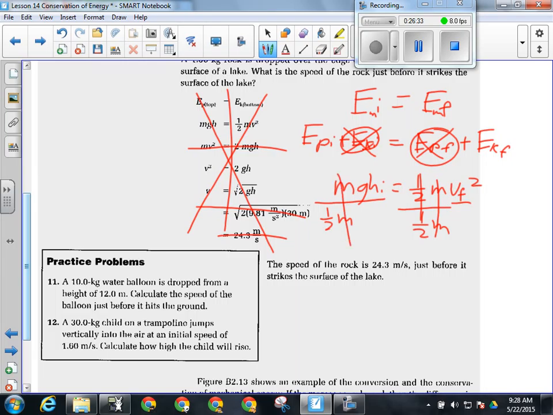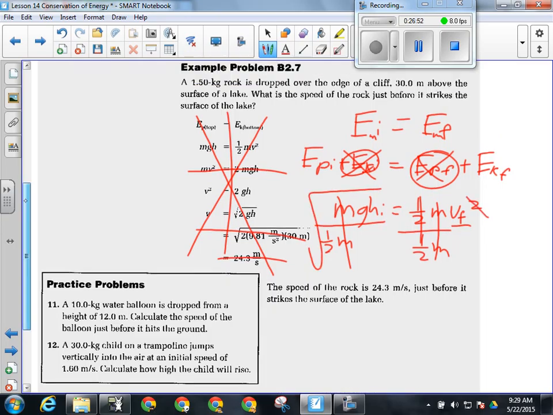So I'm going to save myself a little work. If I plugged m in, it would get me the same answer, and I'll show you that in a minute. I could leave m in there. If you're not comfortable canceling it, leave it in. It won't make any difference. And now what do I need to do? I need to square root.